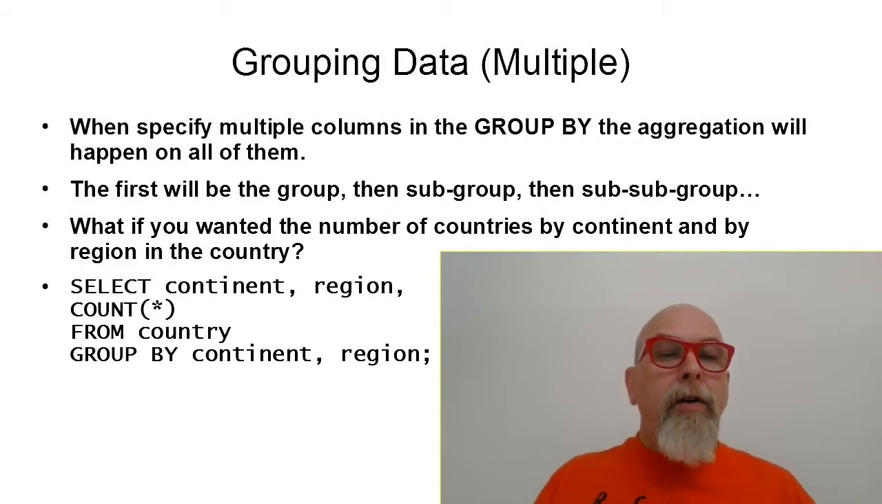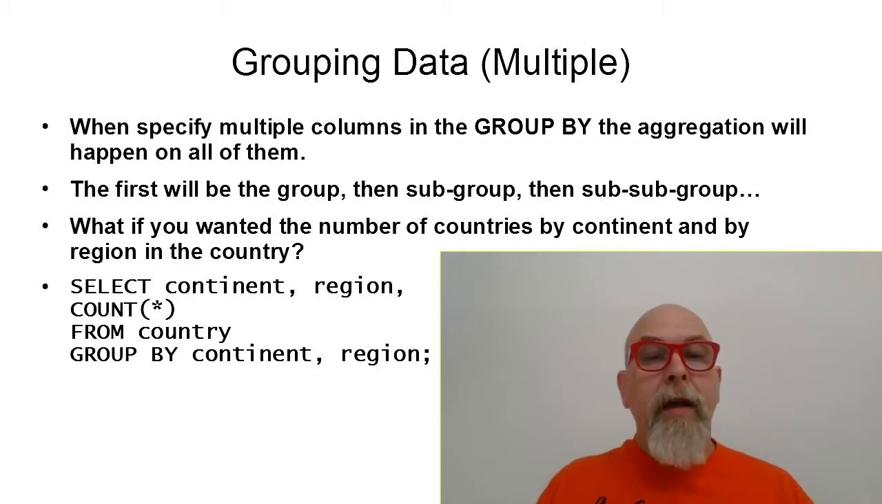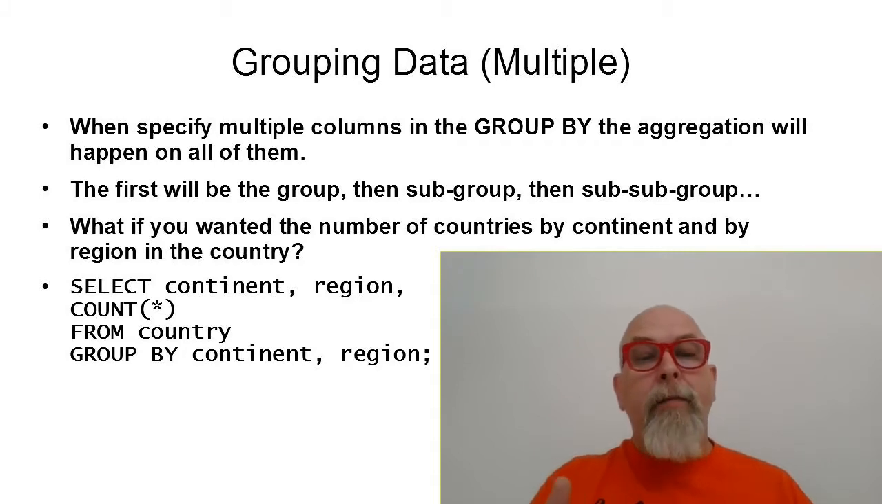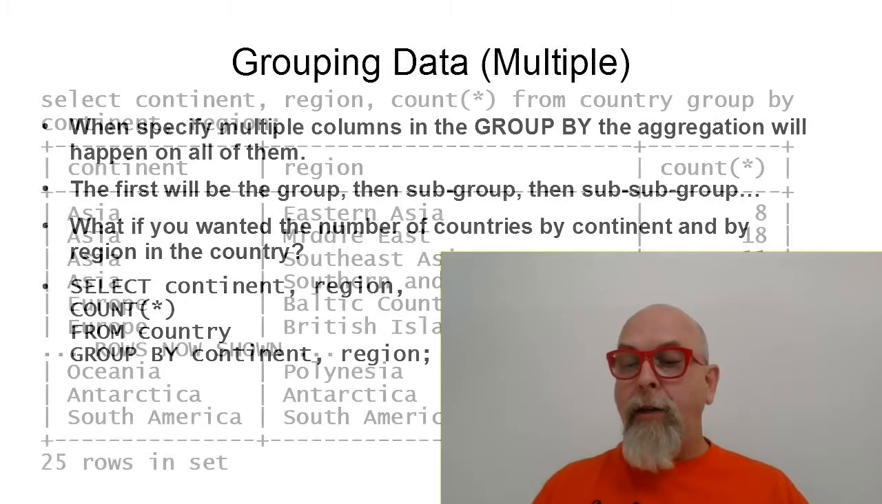As I said earlier, you can group data by multiple columns. For instance, here in our example, we're going to sort by continent and then by region within each continent. The first column defined will be the group. The second column will be the subgroup. The third column will be the subgroup. So take a look at that statement and let's execute it on the next slide.